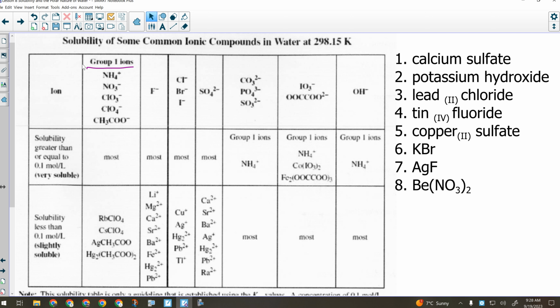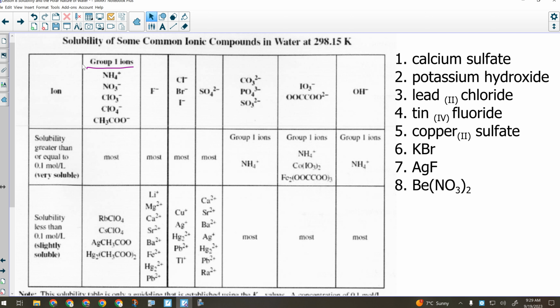Now, most is not a great way to fill in a chart. If you are looking at something and you're seeing most, look down in the row below. You're going to have to check the row below. So basically this most means everything is soluble with this except for these 4 things. So when we're looking at these rows here, don't just look at most and go, oh, that means it is soluble. Double check down below.